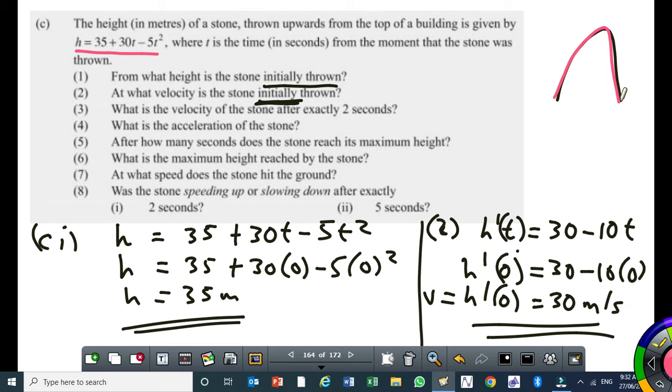The moment you're talking about initial, it means t is 0. You're talking about the beginning. The time is 0. So all you have to do is substitute t equal to 0 into the function that you have, that is in this case h. So you get h equal to 35 meters. This on the graph is more like your y-intercept.